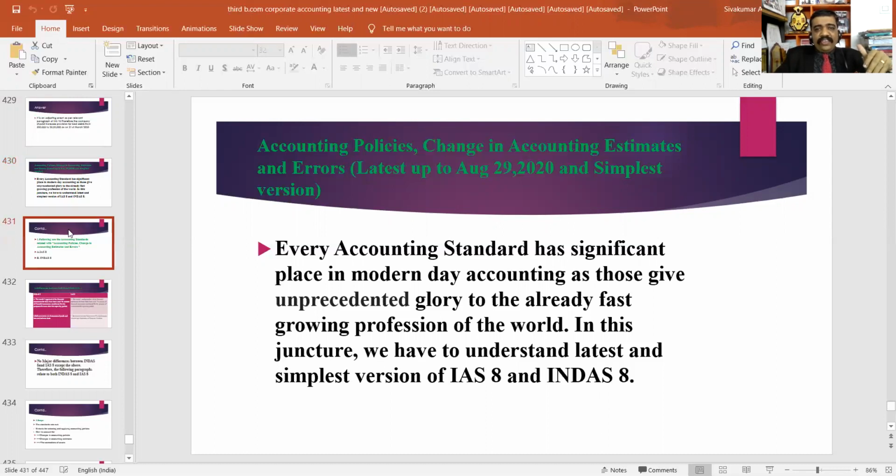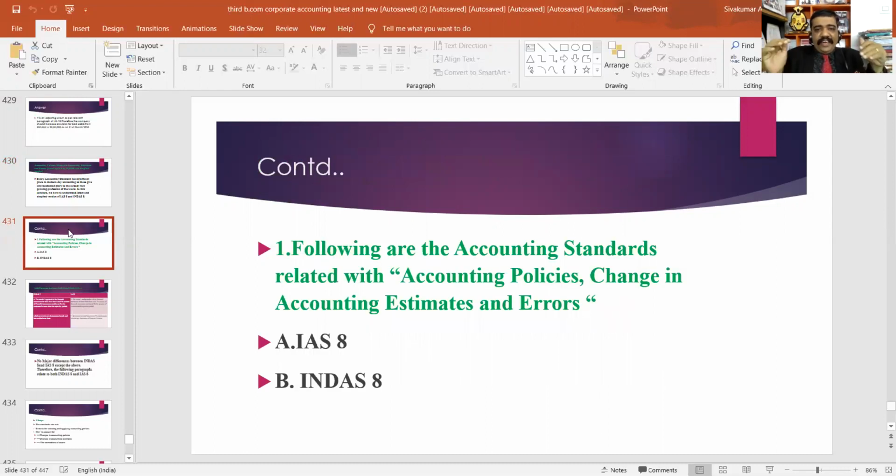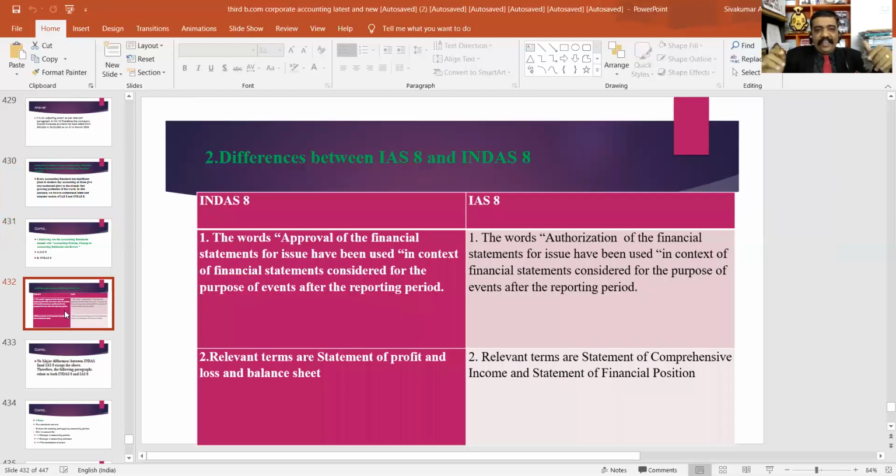First of all, we have to discuss the relevant accounting standards related to accounting policies, changes in accounting estimates and errors. First, IAS 8, the International Standard. Second, Indian Accounting Standard, INDAS 8. Now we have to look into the differences between IAS 8 and INDAS 8.